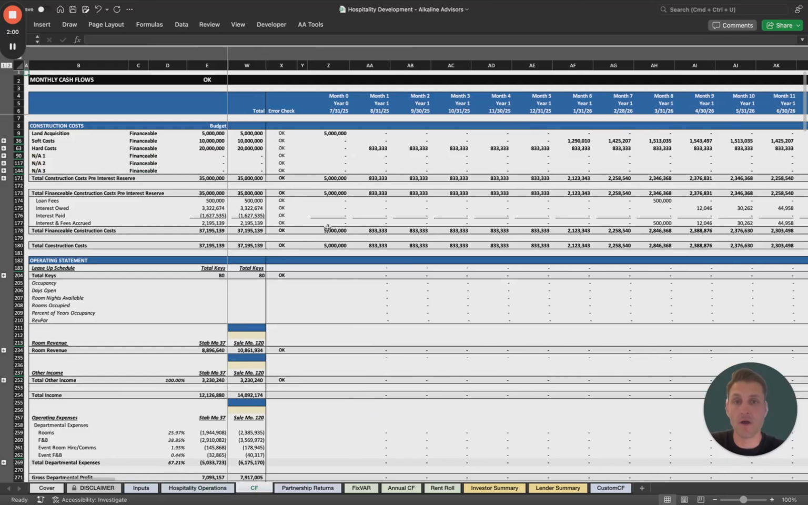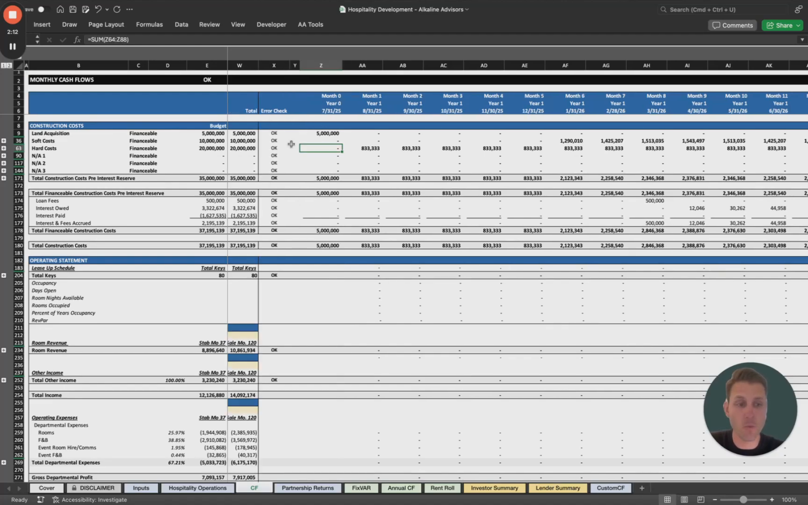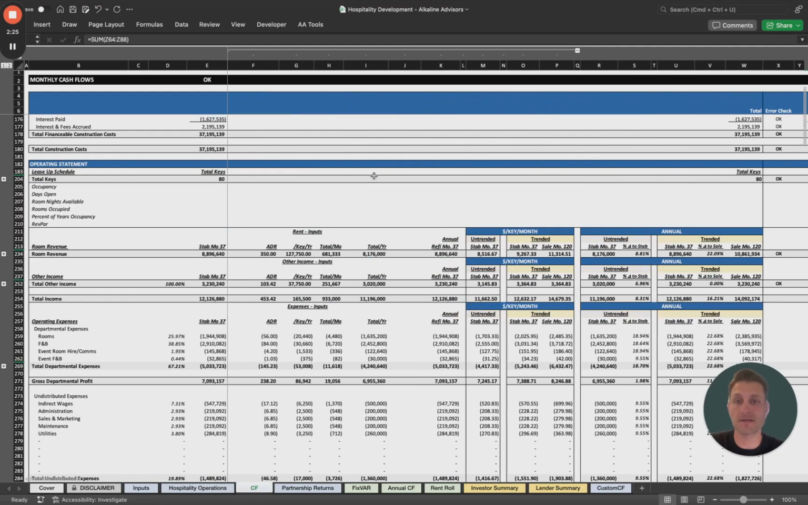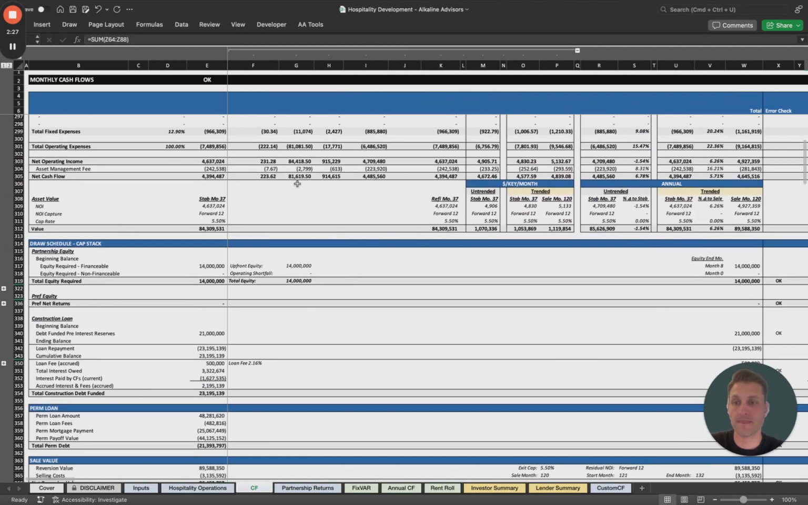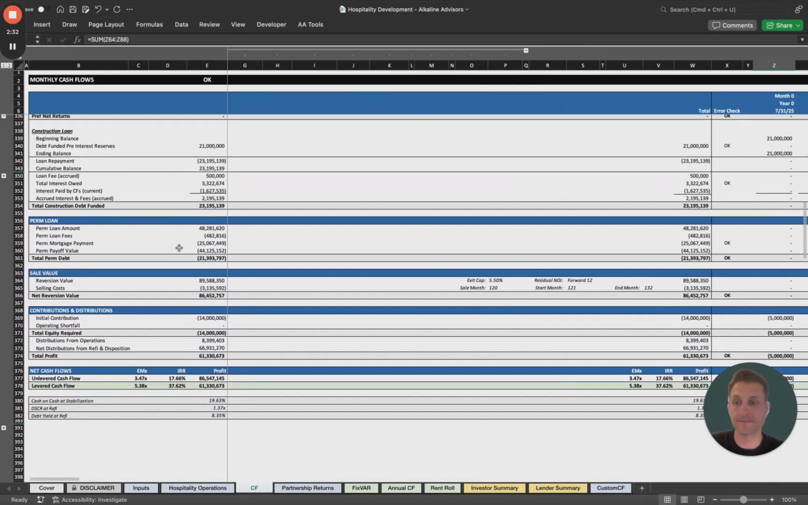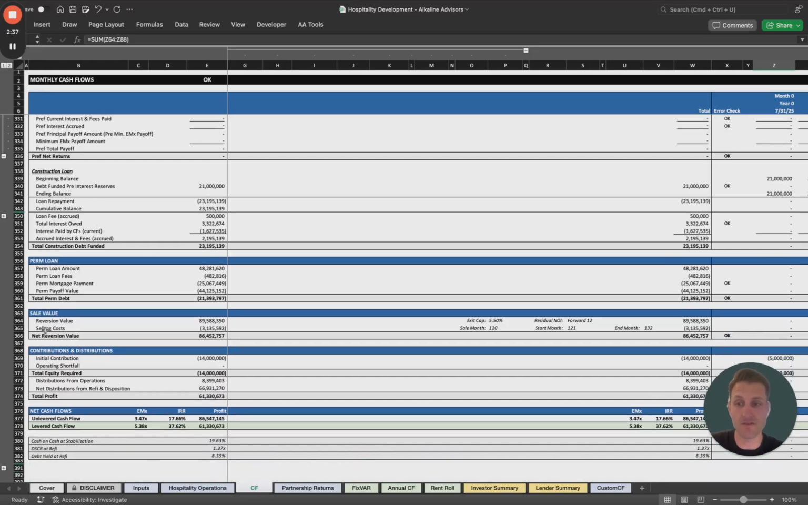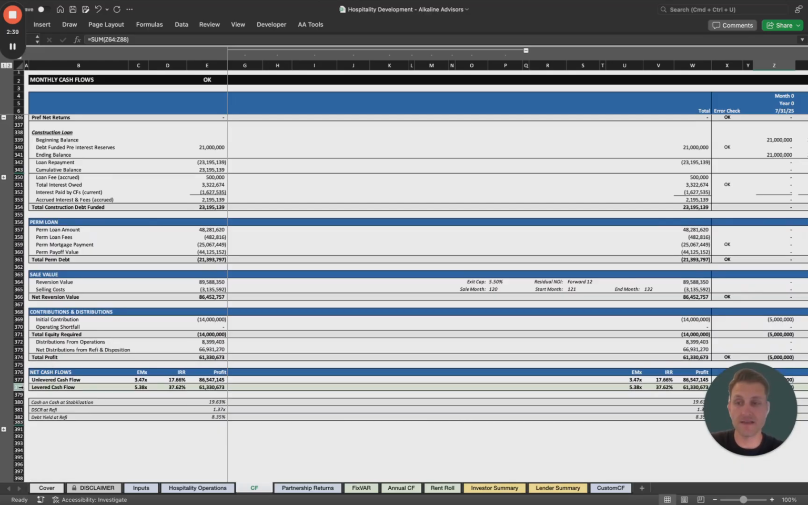Next, we have the cash flow tab. On this tab, we have broken out the DCF into a monthly snapshot. It goes up to month 180, so that is 15 years. You could see the cash flows are segmented by construction costs. Then we have the operating statement underneath. Then we have the capital stack, starting first with equity, then pref equity, then the construction loan, then the perm loan, then the sale value, and then finally the levered and unlevered cash flow line items.